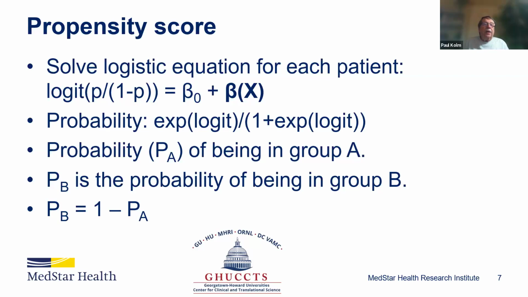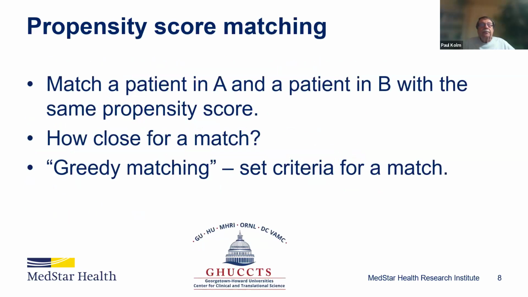And so if the probability of being in group A is P sub A and P sub B is the probability of being in group B, then the probability of being in group B is just 1 minus the probability of being in group A. So what is typically done then is we get a propensity score, and then we match a patient in A with a patient in the other treatment group with the same propensity score.